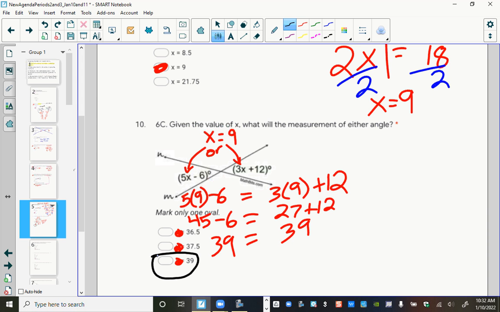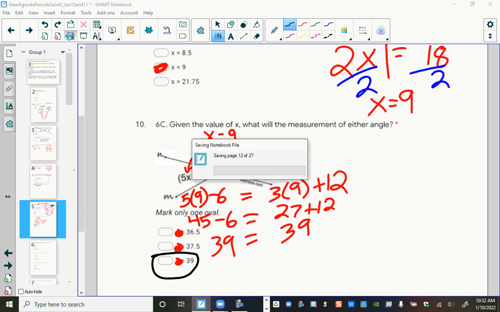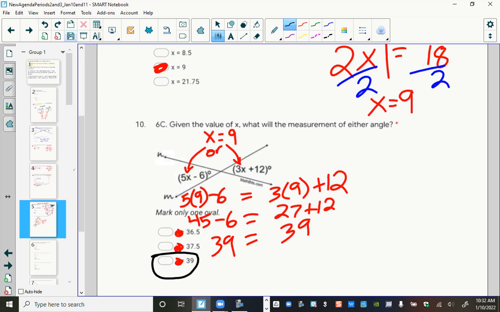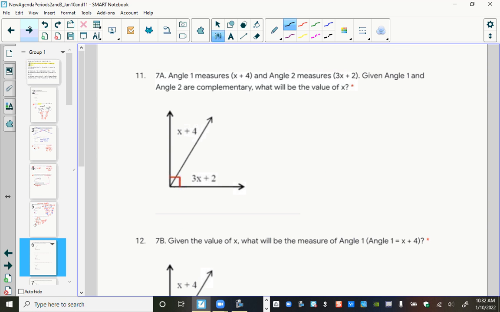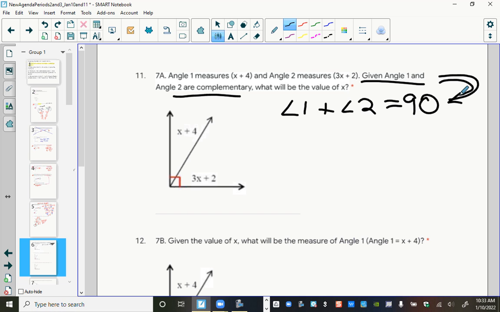Now, the next part. Okay. These two angles are complementary. Angle 1 and angle 2 are complementary. So they're complementary. 90. So angle 1 plus angle 2 equals 90. So that's complementary. That's automatically going to be this. Angle 1, angle 2 add up to 90.